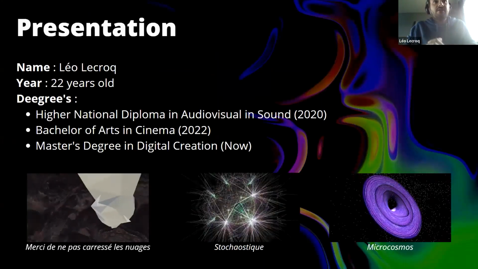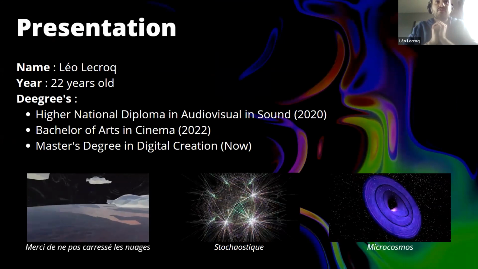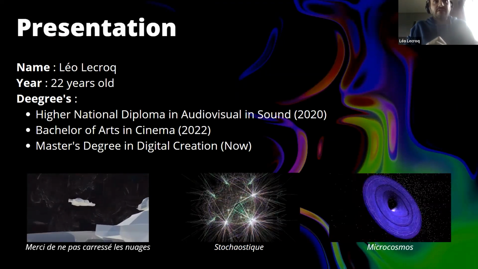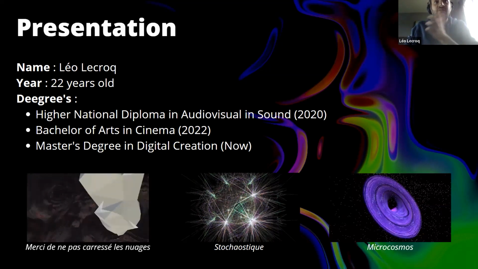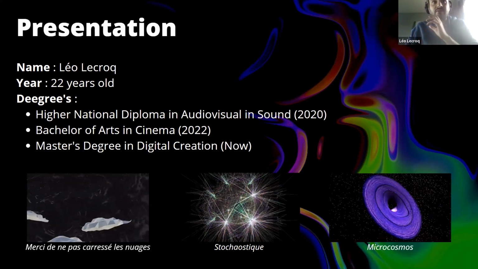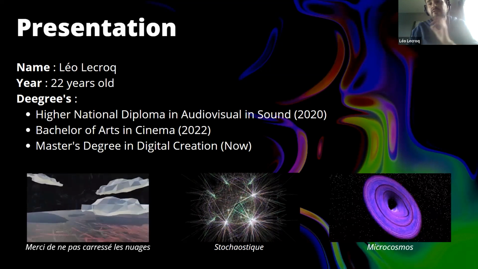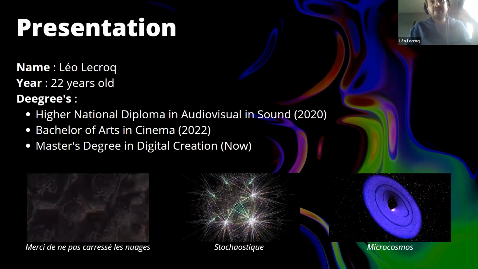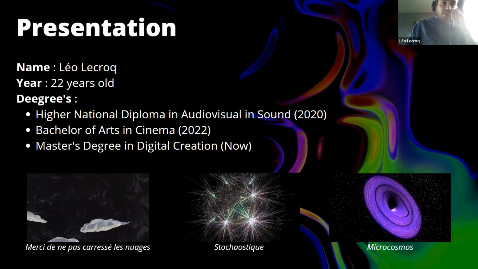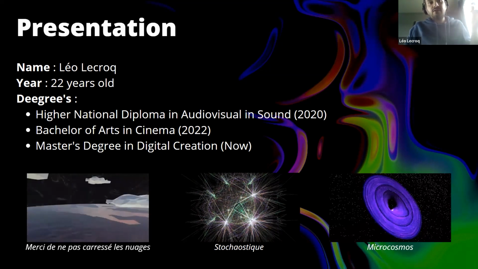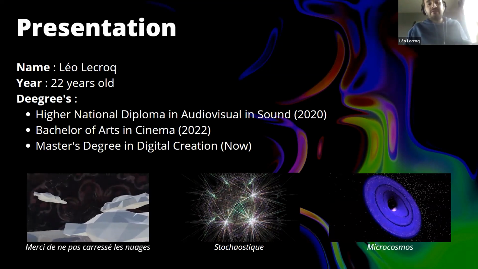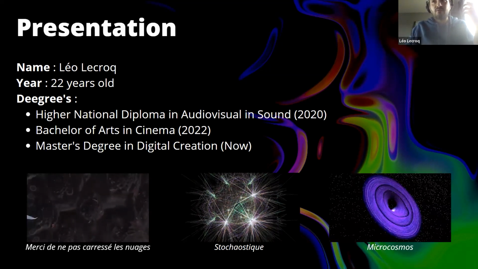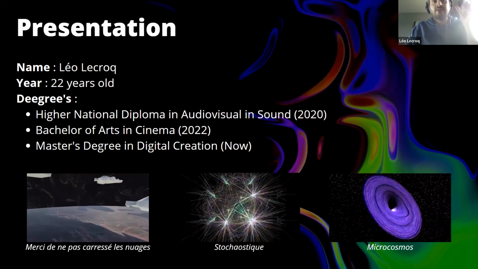My name is Léo Lecroq. I'm 22 years old. I'm French. I've got degrees: a Higher National Diploma in Audiovisual in Sound and a Bachelor of Arts in Cinema, so two things in cinema but in sound. Currently I'm in a master's degree in digital creation. I try to implement TouchDesigner into my art because I'm really interested in randomness in art.